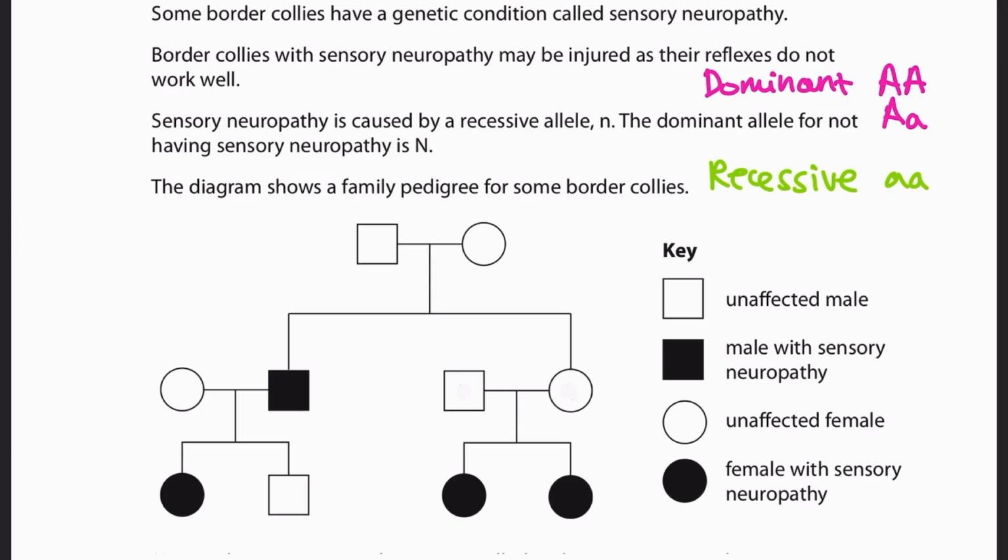So what does the question tell you? It says that sensory neuropathy is caused by a recessive allele N. In other words, all of the doggies here that have sensory neuropathy, which are the black ones, right?